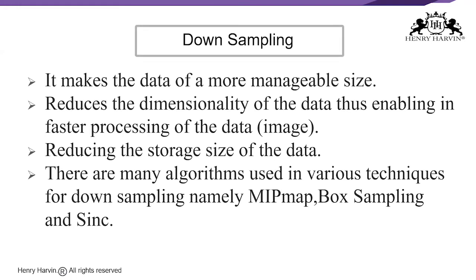Okay. So here what we are trying to do is just shrink the image. So what does that mean? That essentially means throwing away some of the non-essential information. So we can take a hint that we are going to discard some of the rows or columns from the image. There are many algorithms for this downsampling, like mip-map, box sampling, and sinc. So there are several algorithms on that.